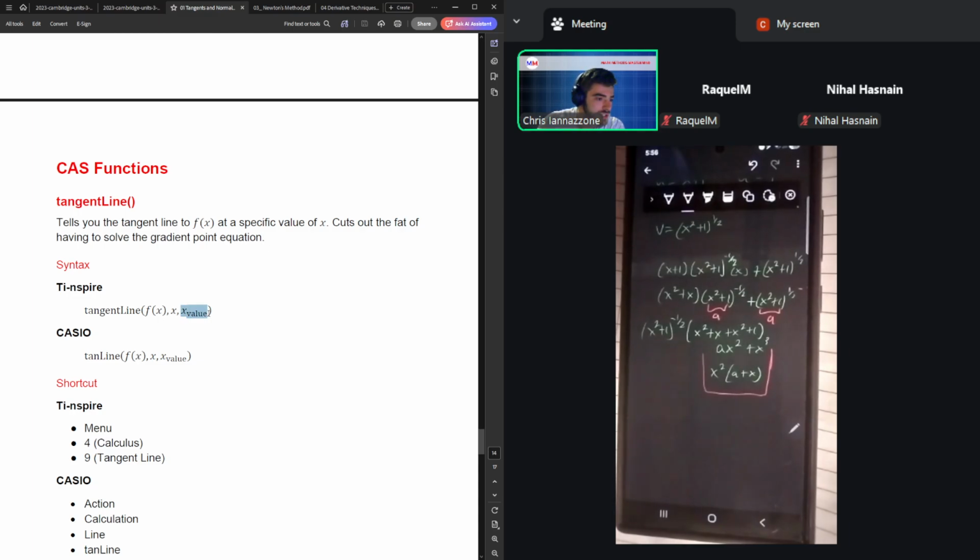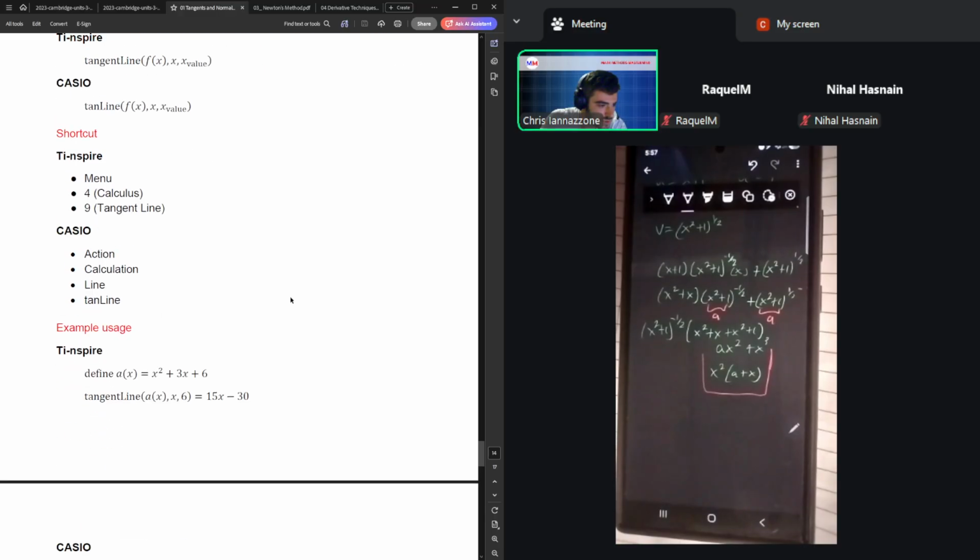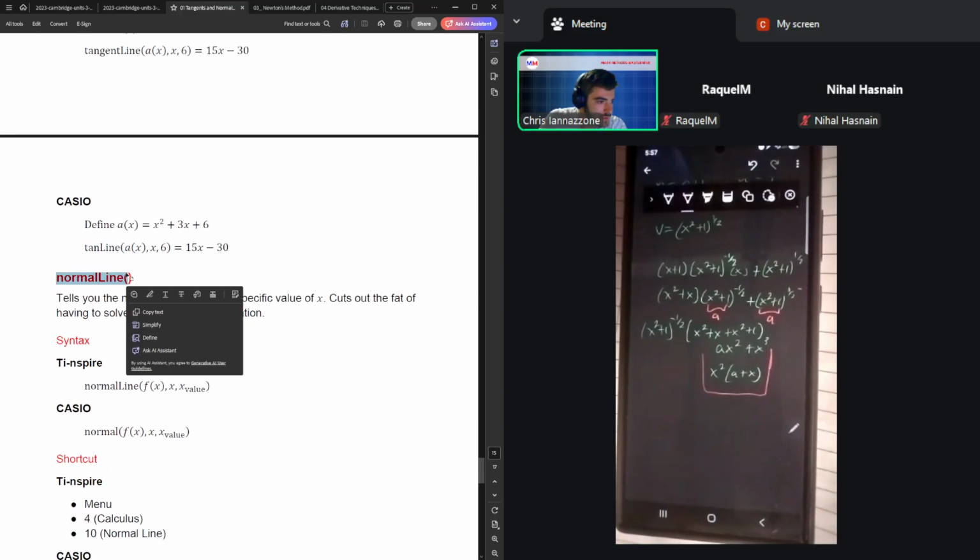instead of giving the actual x value here, you could just do a or b or whatever, and it'll come out where basically every a or b that you've used, just plug in for whatever x value you want to take your tangent at, and you'll get the tangent line at that spot. It's pretty cool and pretty useful. Similar normal line also exists for them as well.